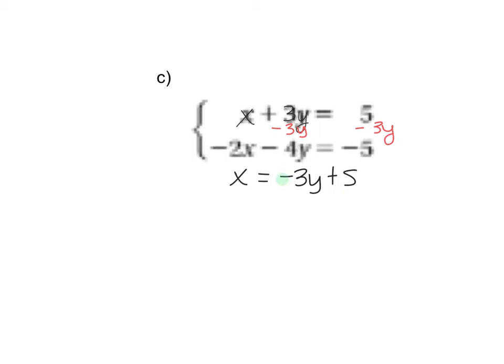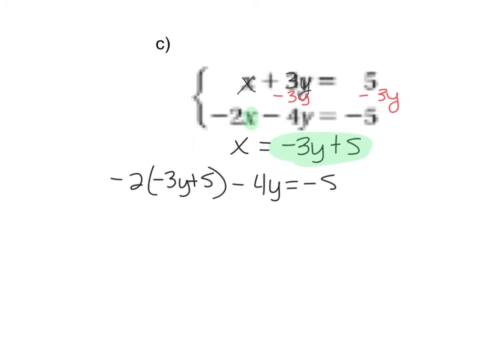So now we are ready to do substitution, since we have one of the variables by itself. I'm going to take all of this and plug it in for that x right there. So we need parentheses, negative 2 times all of that stuff: negative 2 times (negative 3y plus 5), minus 4y equals negative 5.